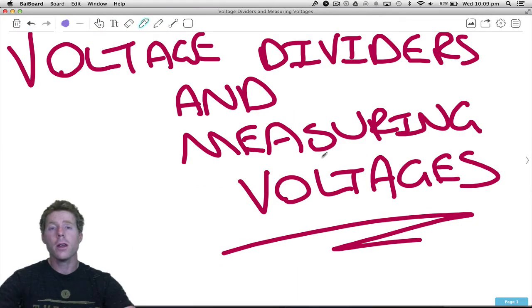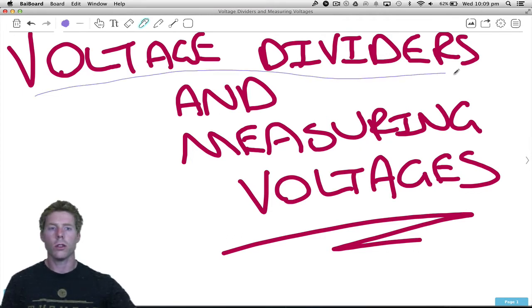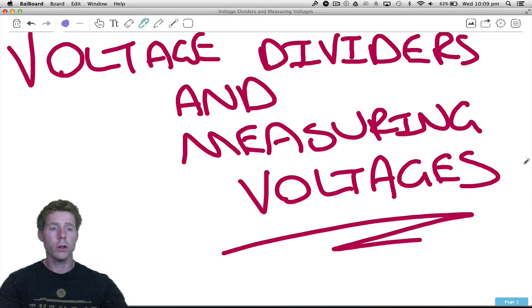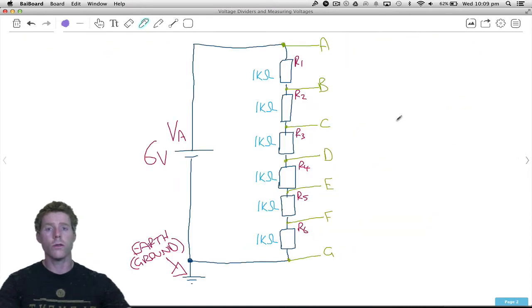Welcome back, everyone. In this lecture we're going to be looking at voltage dividers and also how to measure voltages in a circuit, or how to check what voltage we have at a certain point compared to another point. Now this is a new term, voltage divider. However, all the circuits we've been looking at are actually voltage dividers.